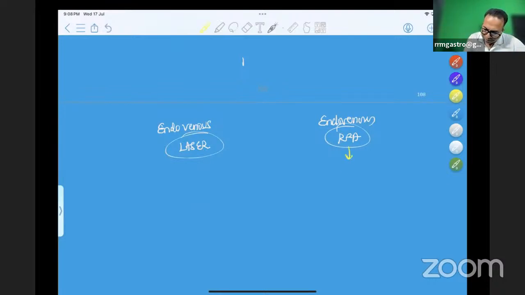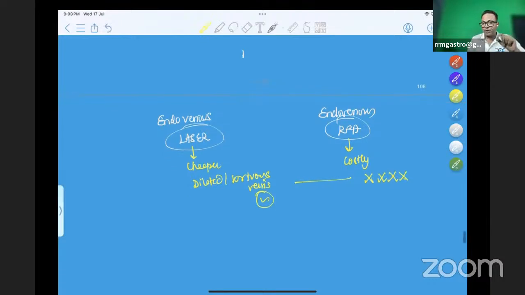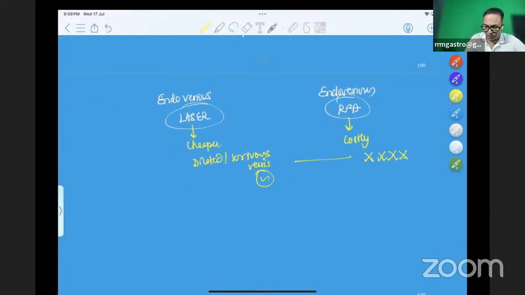RFA is costly. Please remember, RFA is costly. Laser is cheaper. Laser can be used for dilated tortuous veins. For dilated tortuous veins, RFA is not helpful because it will not go through such curved veins. So laser is best for dilated tortuous veins.